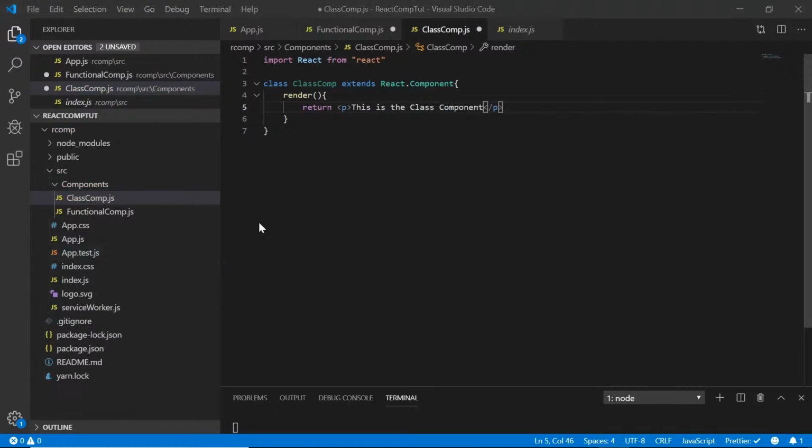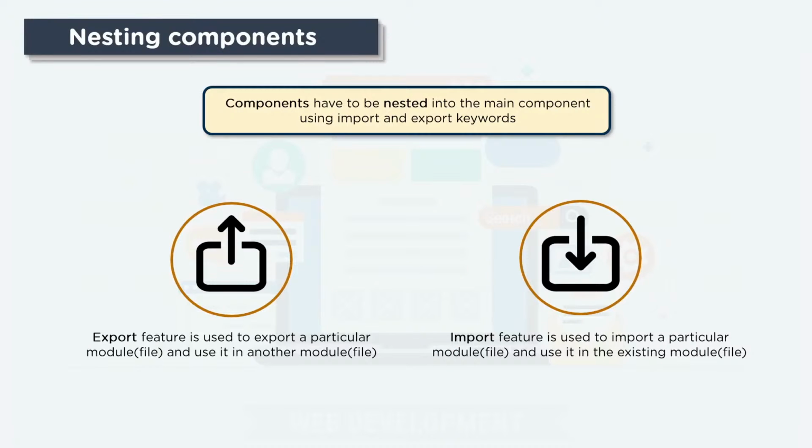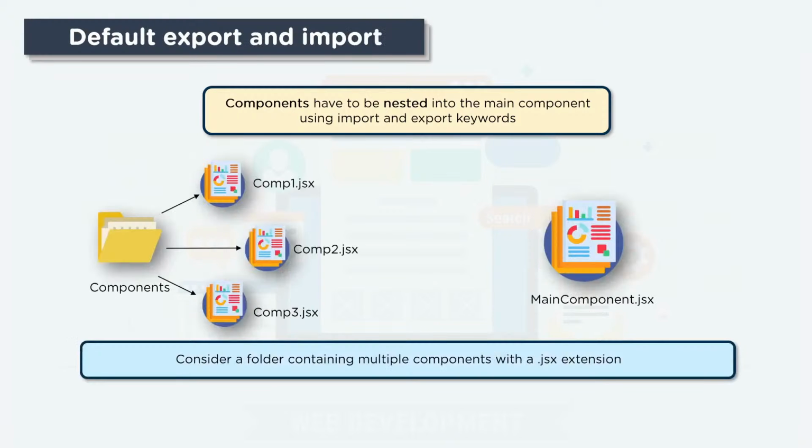Alright. So moving on, let's see how these components can be nested into the main component, that is app.js. Components can be nested into the main component using import and export keywords. So as the name suggests, export feature is used to export a particular file or a module, and import is used to import a particular file or a module into the current existing module. So we have two different types of exports. You have default export and just export or named export.